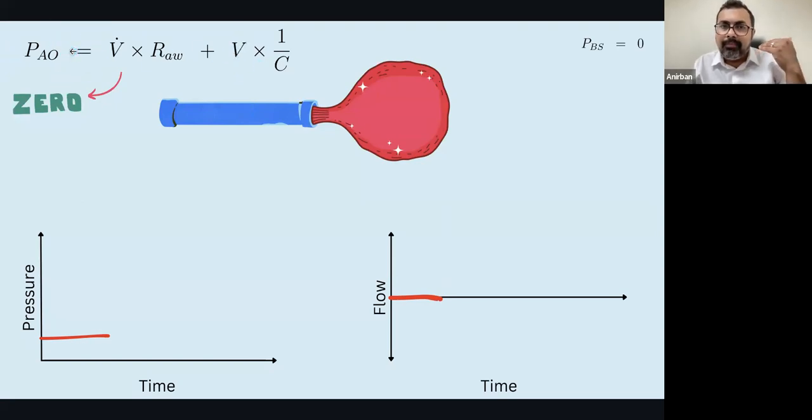But if you have given a PEEP, then the volume will be more than the FRC. So there will be some volume here and some airway occlusion pressure will be recorded. Usually it's 5 centimeters, the PEEP that you have set.